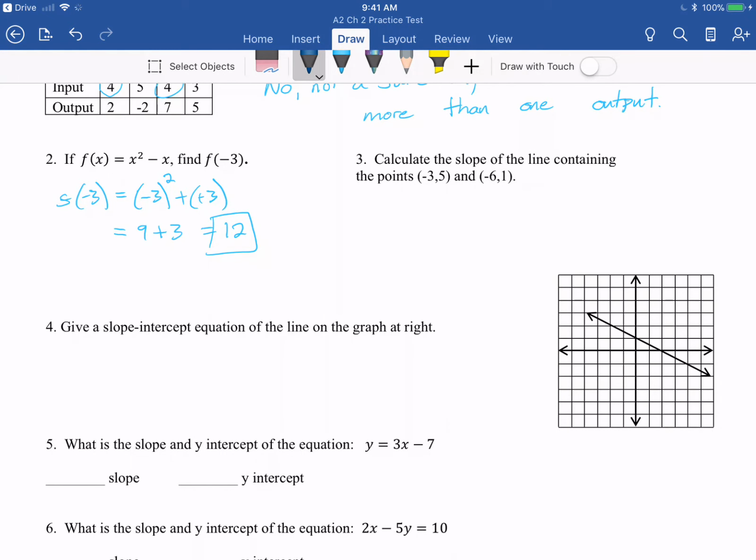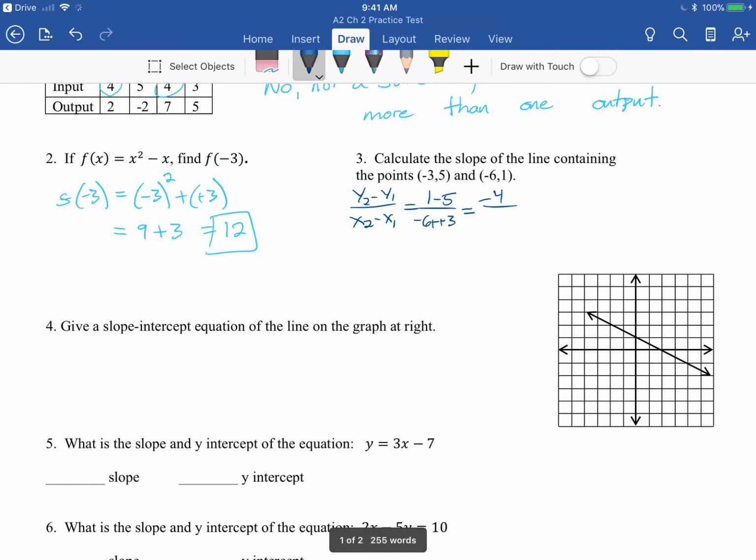Number 3, it says calculate the slope of a line containing these points. Remember here, this is y2 minus y1 over x2 minus x1. So we take my y's, 1 minus 5, and then -6 minus a -3. 1 minus 5 is -4. And then -6 minus a -3 is going to be plus 3, so that is going to be -3. So my slope is going to be +4/3. Two negatives make a positive.